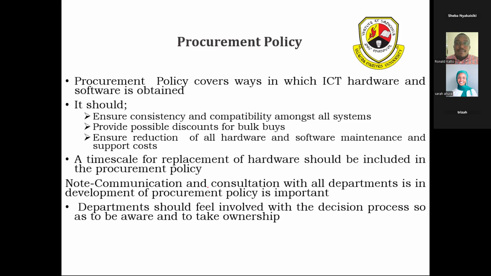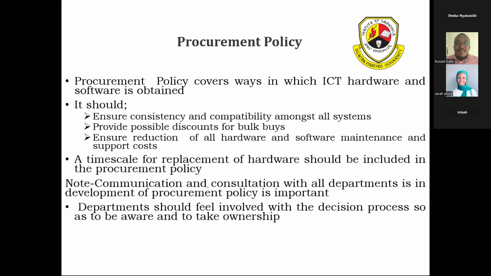Procurement policy. This is also another key area in the policy part. Why? Because ICT essentially involves the purchase of equipment. So you need to have clear guidance on what you can purchase, how you can purchase it, from where, and so on and so forth.